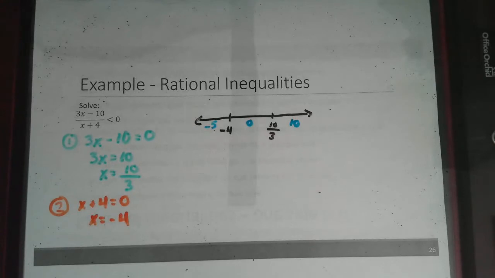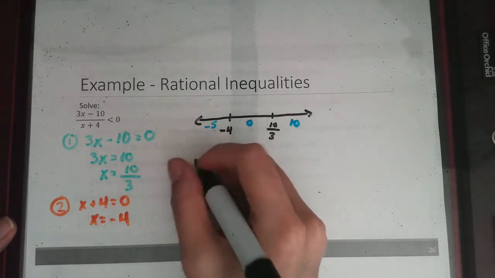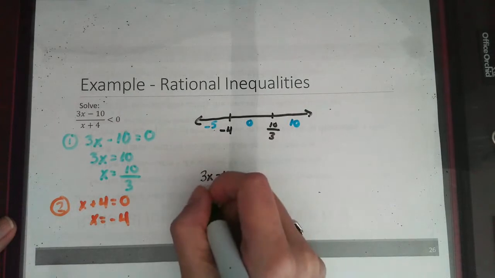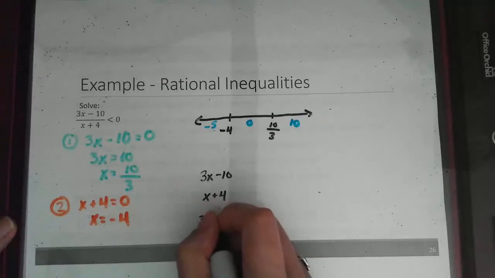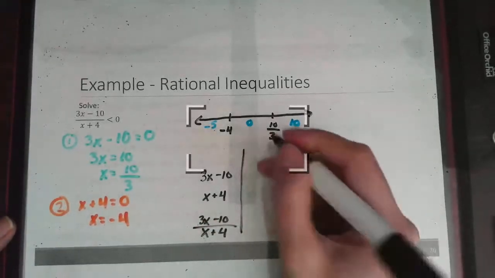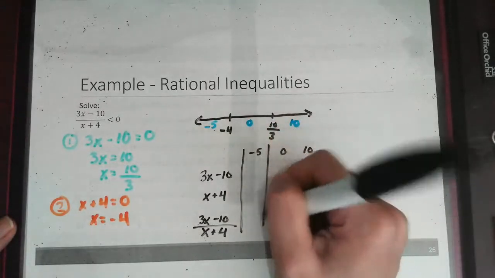What's going to be a little bit different is how we plug them in. You are more than welcome to plug in your test values into this expression as a whole, but I think making a sign chart for the numerator and denominator makes it a little bit easier. So for the rows of my sign chart, I'm going to have my numerator, 3x - 10, my denominator, x + 4, and then the whole fraction, (3x - 10)/(x + 4). In my columns, I'm going to put my test values, -5, 0, and 10.